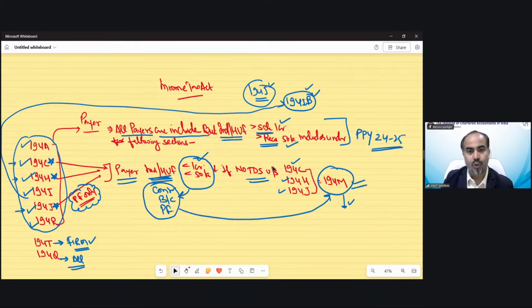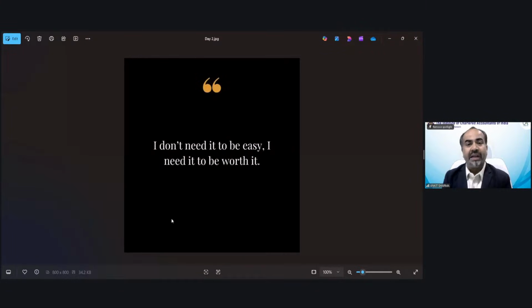Okay, very good. So before starting today's section, section 194M, first of all, of course, we are going to have a thought for the day, students, for all of you. It says, I don't need it to be easy. I need it to be worth it. So easy things, in my opinion, are easily gettable. Those do not have value in your life. If it is easy to do graduation, that does not have that importance in your life, which could be as a CA. So CA is worth it.